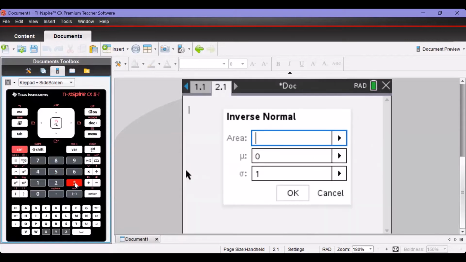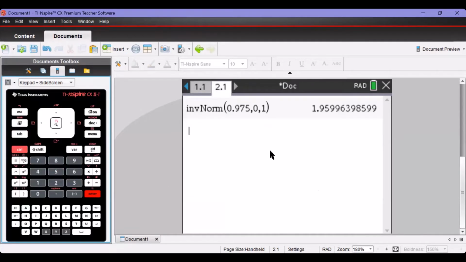Press menu and then 5 for probability, 5 for distributions, 3 for inverse normal. An inverse normal dialog box appears. Type in the area, which in this instance is 0.975. Mu is equal to 0, sigma is equal to 1, so that's all good. Press tab to highlight OK and press enter. And we get a value that's really close to 1.96, and that corresponds to option C. So the answer is C.